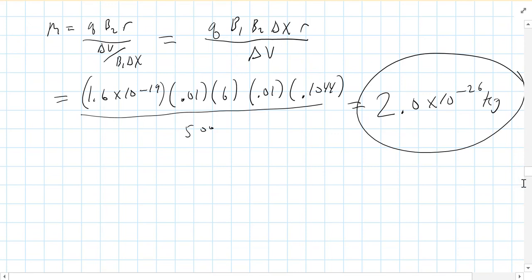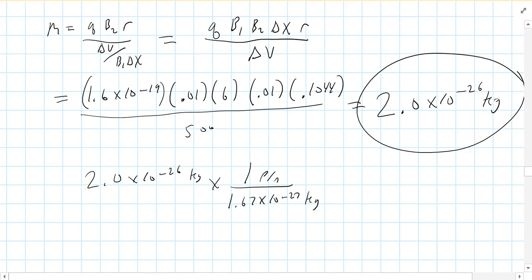So what on earth is it? Well, what you do is you have to figure out its atomic mass. So now we go back to a little bit of chemistry. You take 2.0 times 10 to the negative 26 kilograms, times 1 proton or neutron per 1.67 times 10 to the negative 27 kilograms. If you do the math here, I get about 12. So the atomic mass of this little particle is 12.